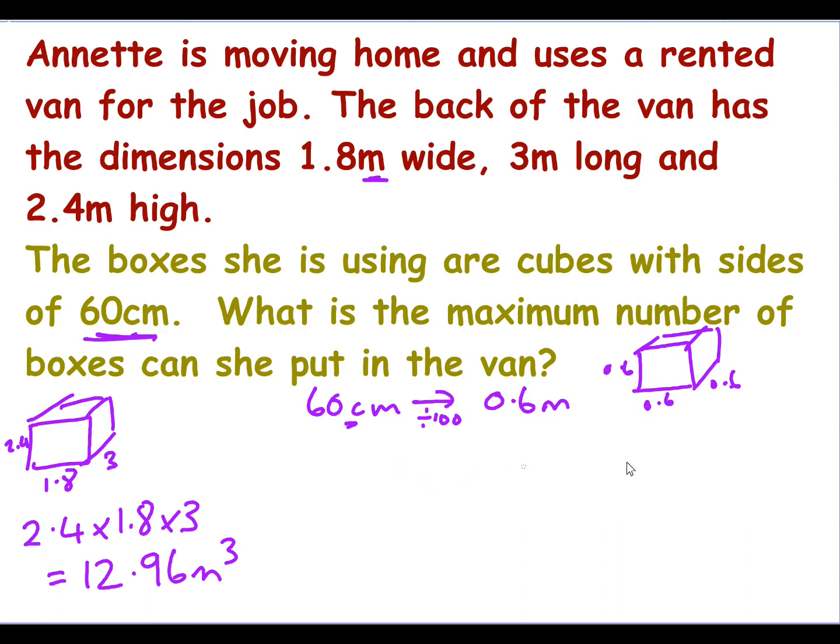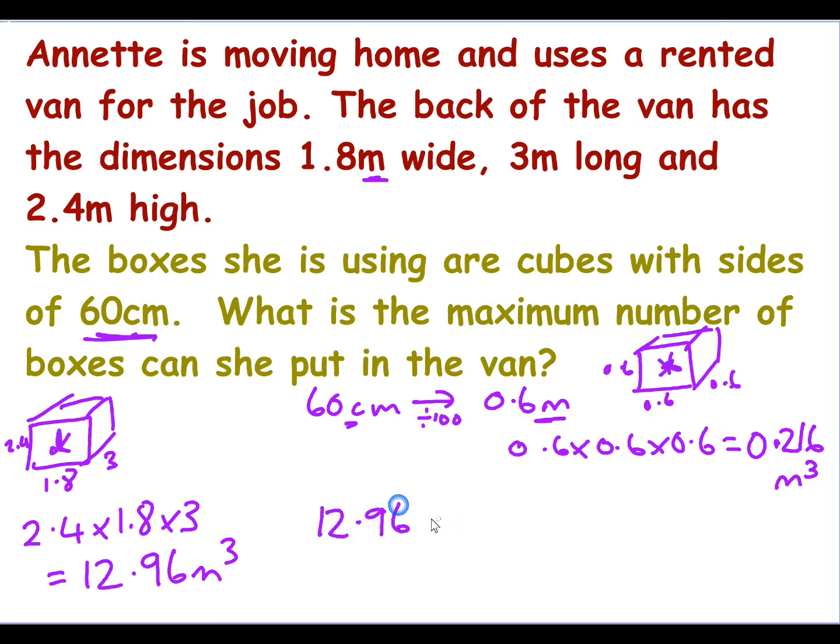So let's work out the volume of our small box. It's 0.6 times 0.6 times 0.6. And that gives us 0.216, and that's also meters cubed because we've been working in meters. So to work out how many small boxes fit inside the back of the van, we divide the volume of the back of the van by the volume of the small box, making sure they're in the same units. And that tells us that exactly 60 boxes fit into the back of the van.